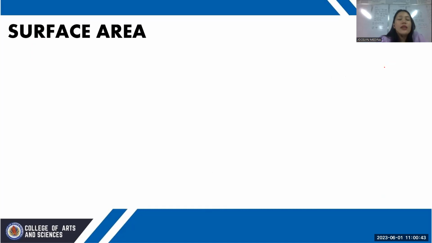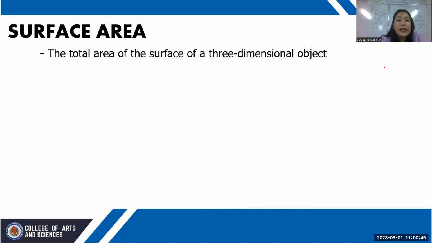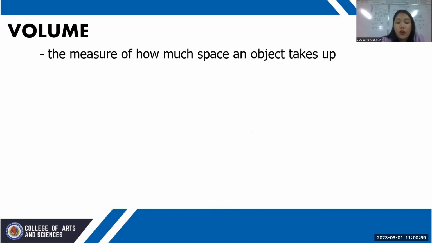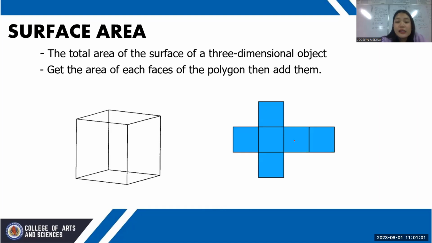Now, let's have your surface area. Earlier, we only said area, but now it is surface area, because of course the figure you see in our solids is not just one. So when we say surface area, you're just going to get the sum of the area of each figure that was used to come up with your solid.